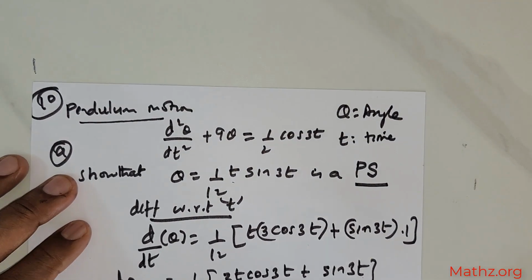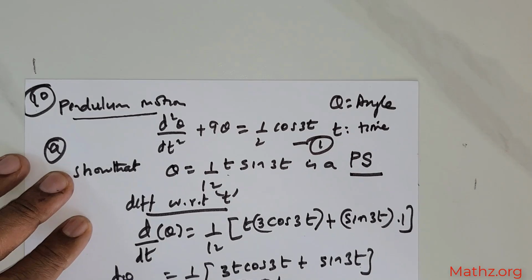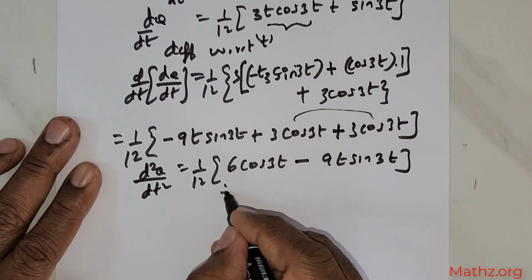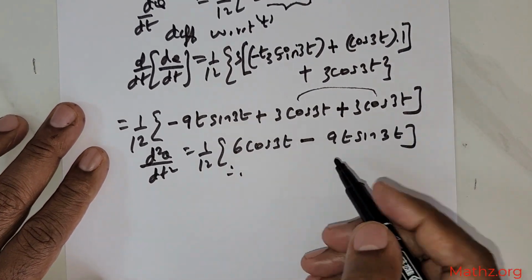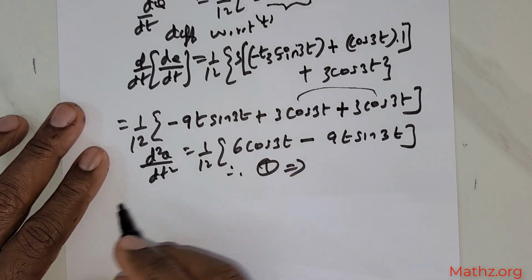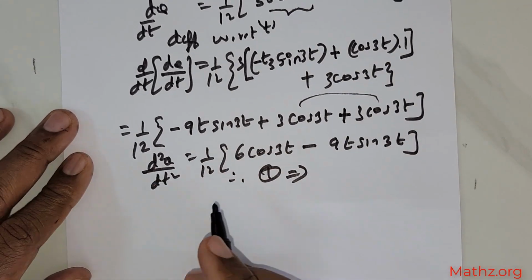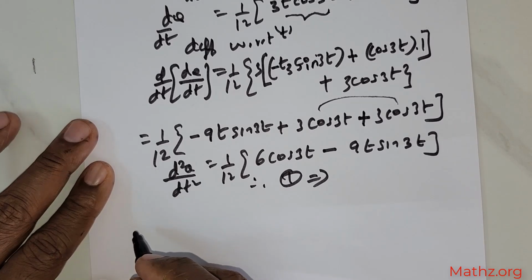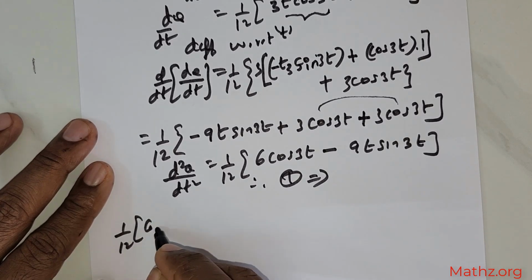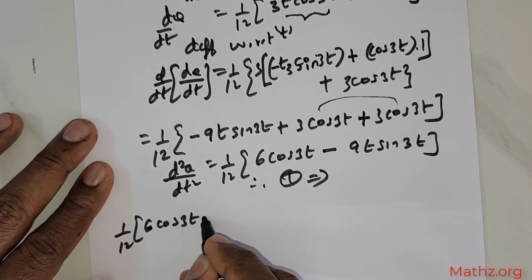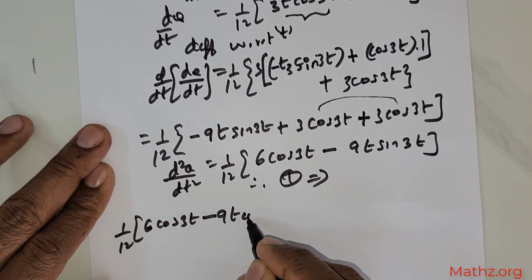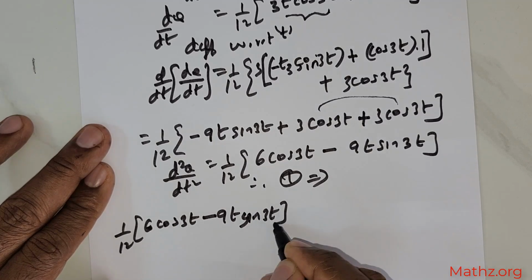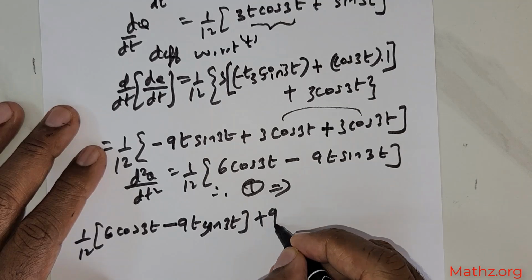Now go back to the question. So therefore the equation can be rewritten as, because our objective is to show that theta is a particular solution, that's the reason we are doing all this. So in place of this, substitute this over here. So that's going to be 1/12 times 6 times cos 3t negative 9t sine 3t, and then followed by 9 times theta.